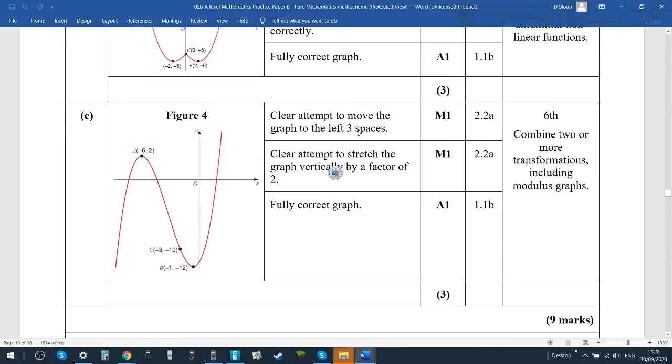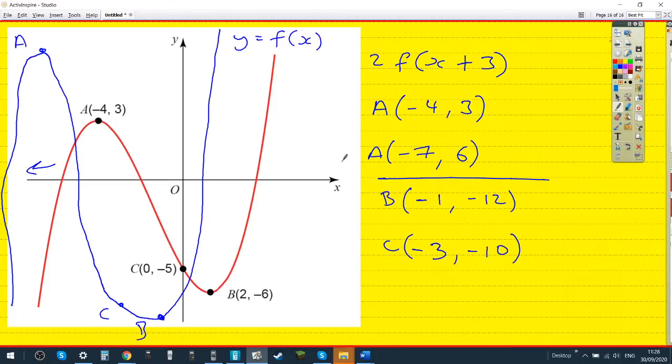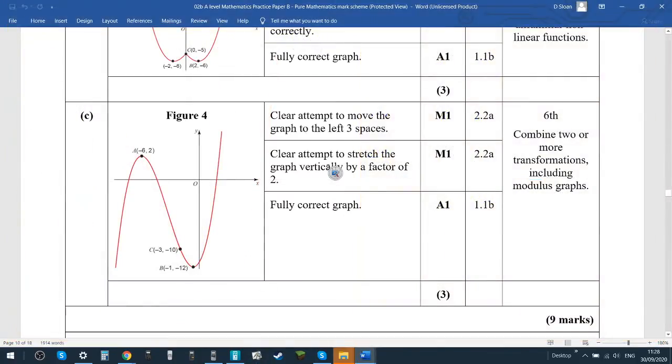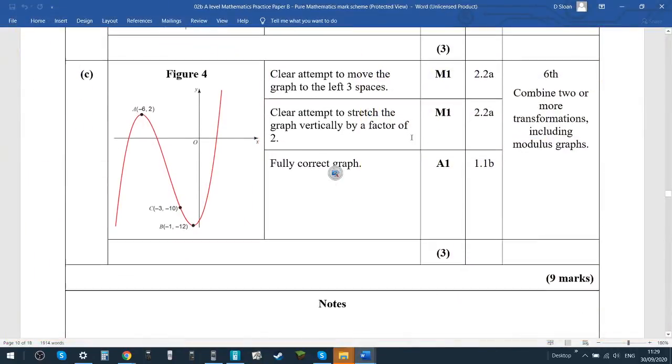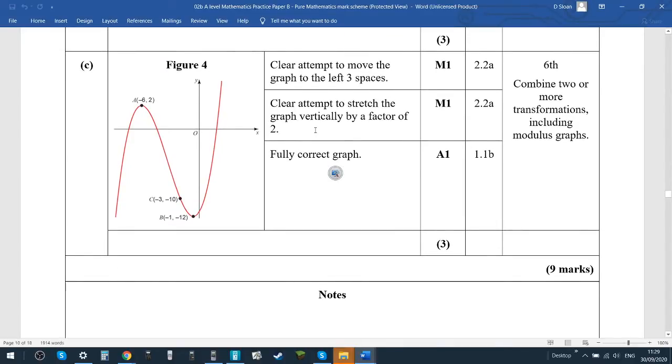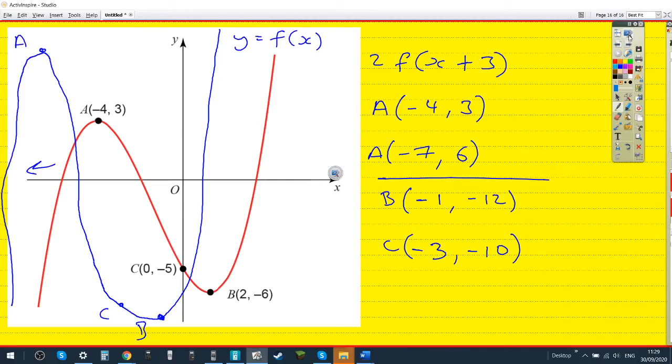It moves the graph left 3 spaces. So if it moved everything 3 spaces to the left, then minus 4 would become minus 7. They said it's minus 6. That's not right. And the y coordinates were all multiplied by 2. This 3 they said became 2. Clear attempt to move the graph left 3 spaces, and clear attempt to stretch the graph vertically by a factor of 2. I think they just made a mistake there. Because everything else is all right. Okay. Any questions about that one? No. Okay, I think we're good there.